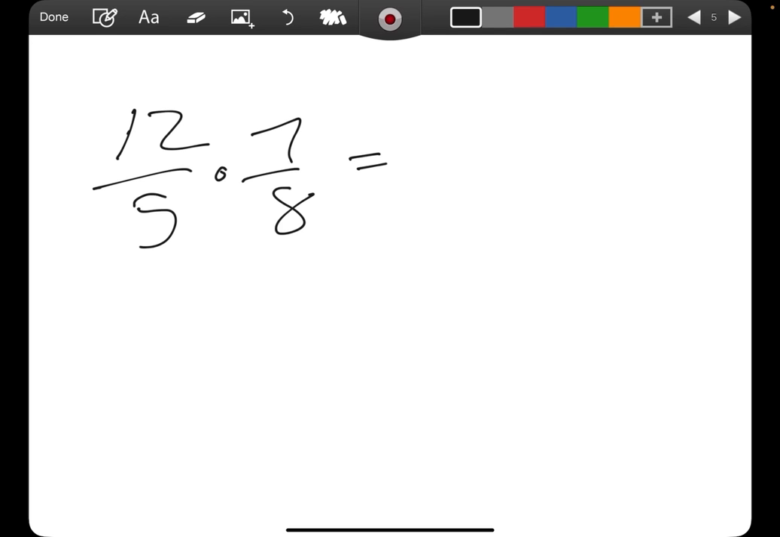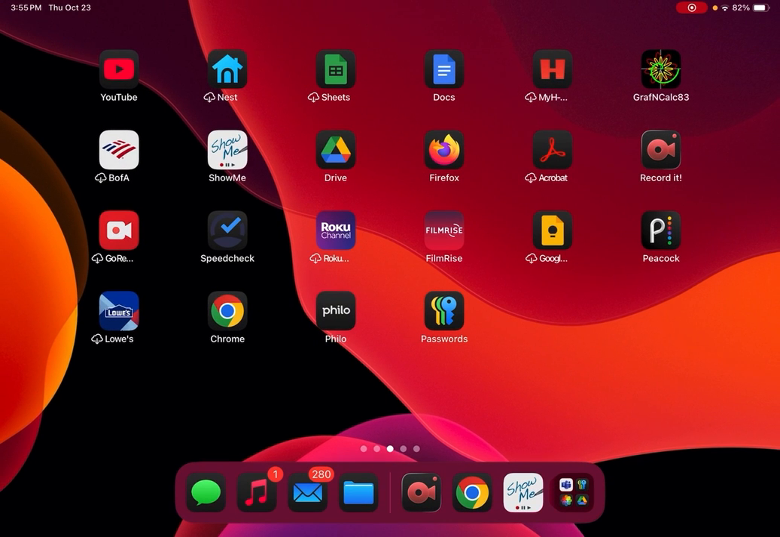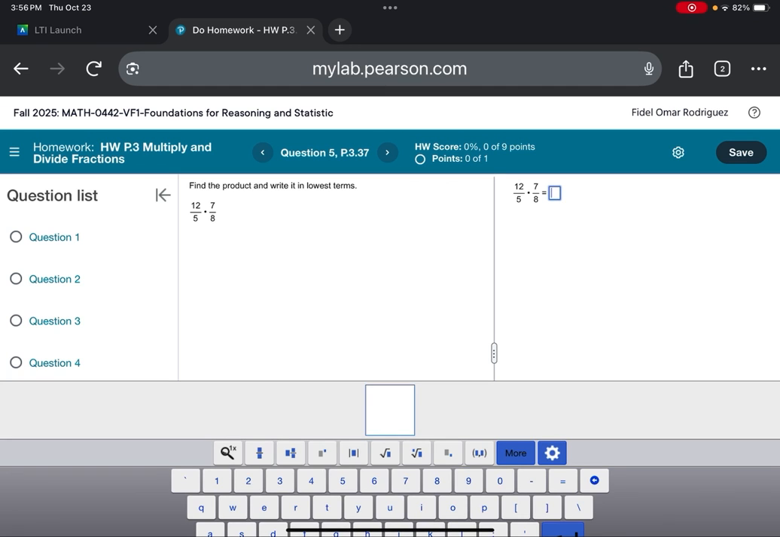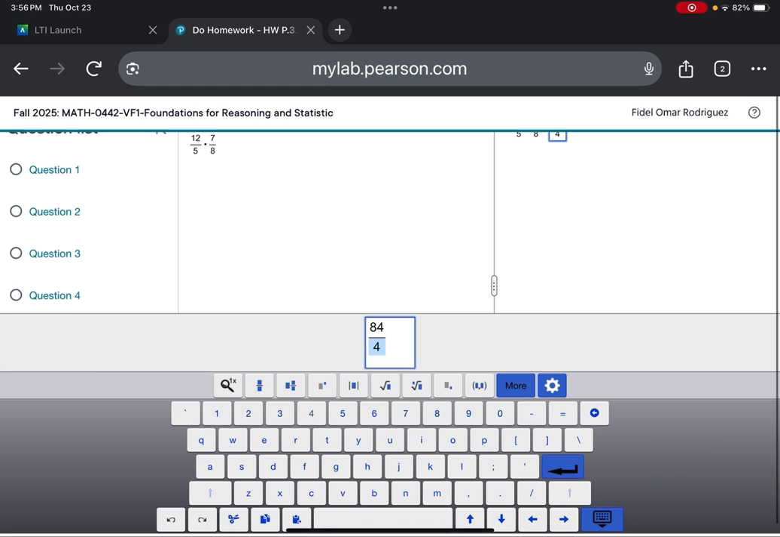And I need to do this question, right? My first thing might be to say, let me multiply straight across. So 12 times 7 gives me 84, and 5 times 8 gives me 40. So my first inkling might be, why don't I write 84 over 40? I'm going to enter that in right here. So we had 84 over 40. I'm doing this on my iPad, by the way.